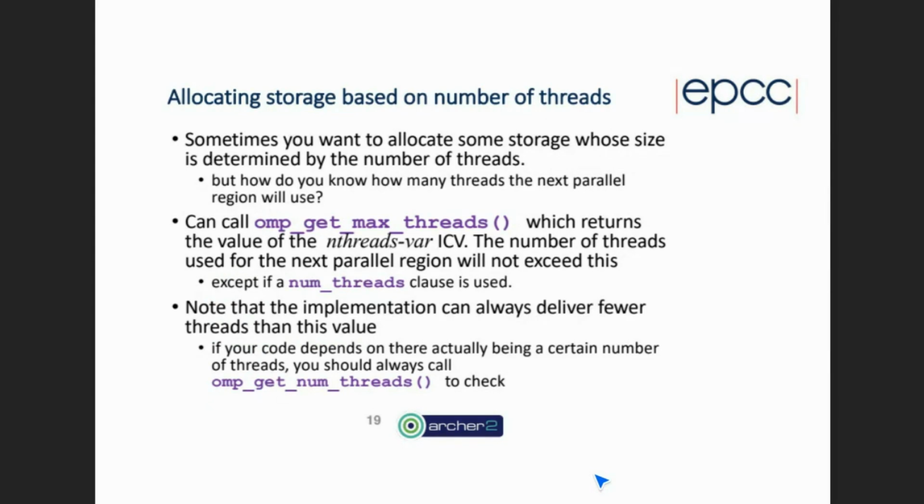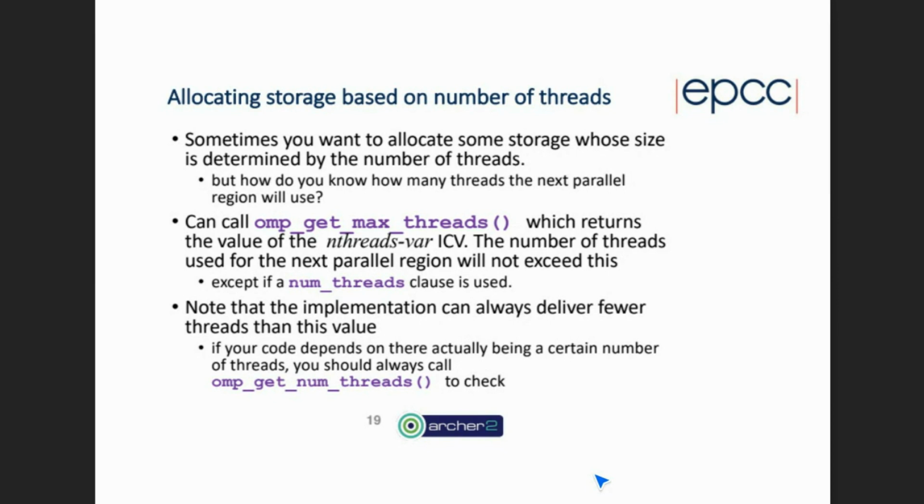Okay, next one is allocating storage based on the number of threads. Sometimes you want to allocate some memory, for an array, for example, whose size is determined by the number of threads. Okay, so you want an array of the size of the number of threads, or some data structure of the size of the number of threads.